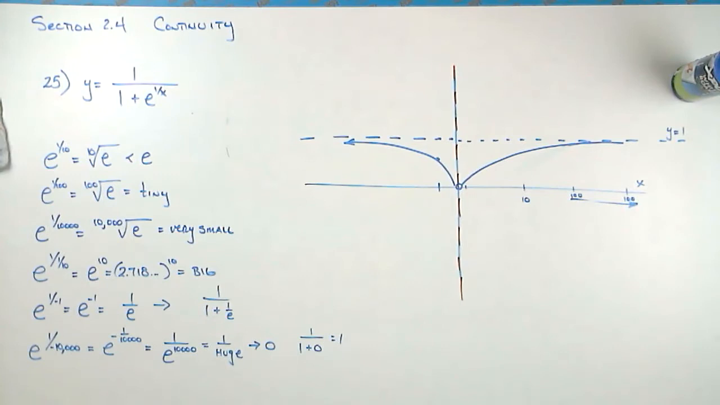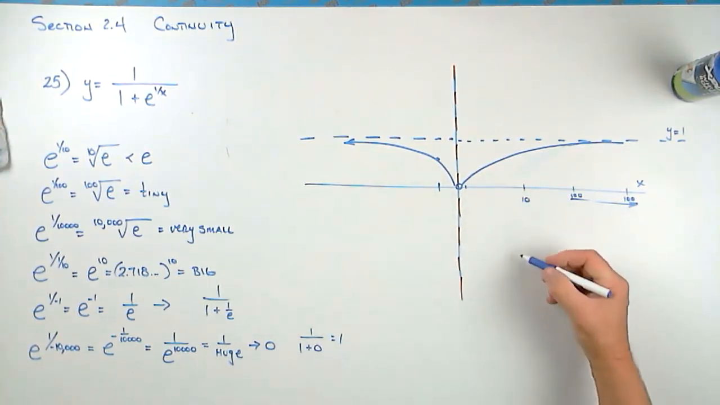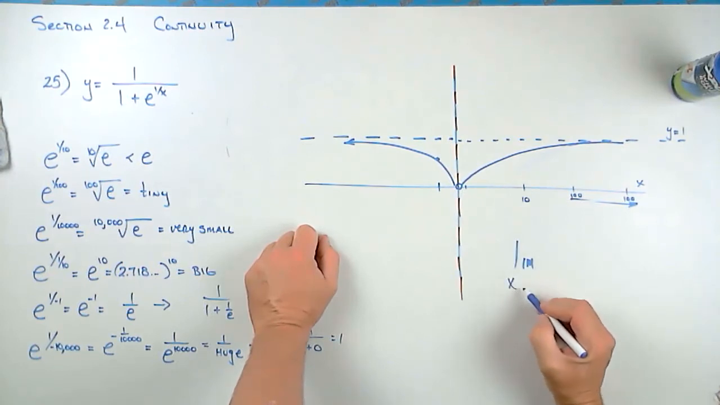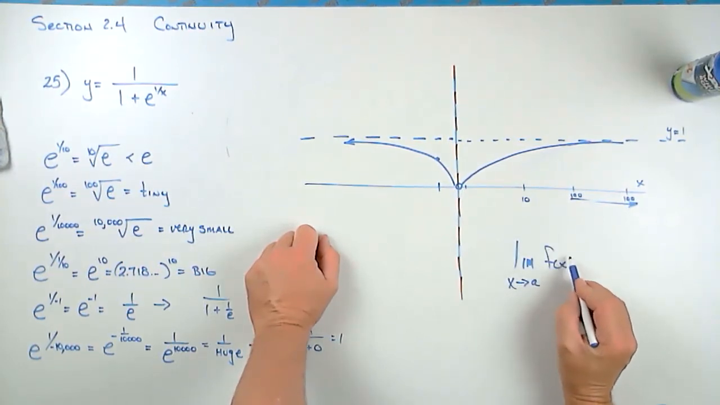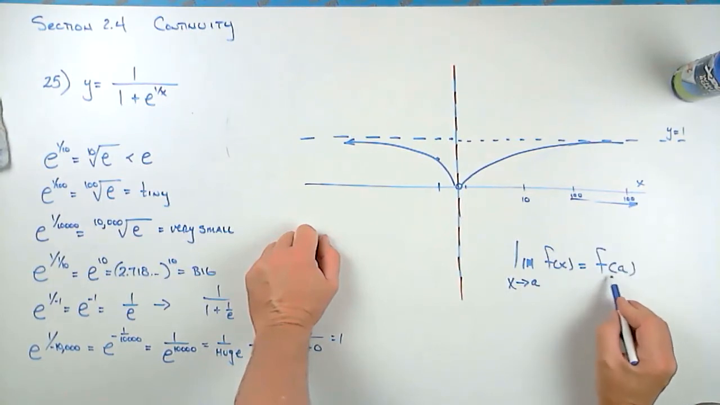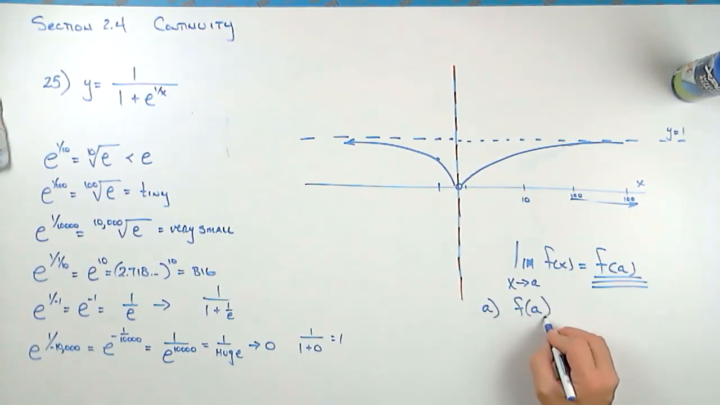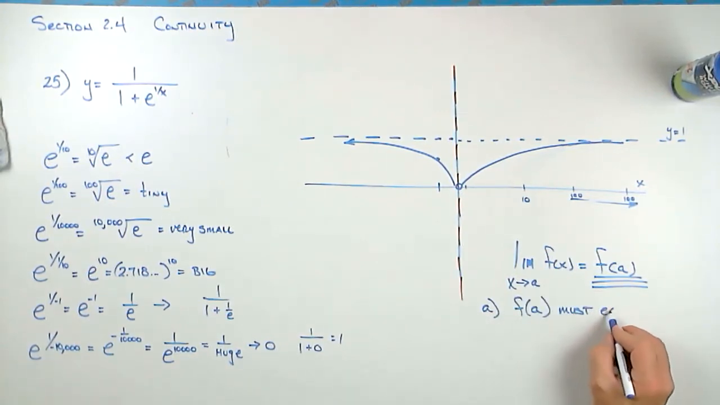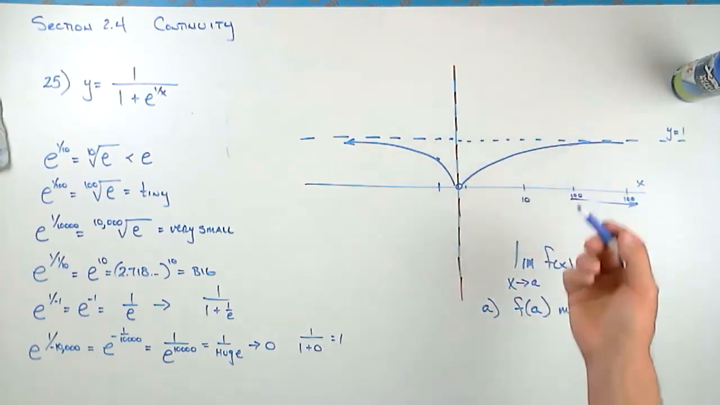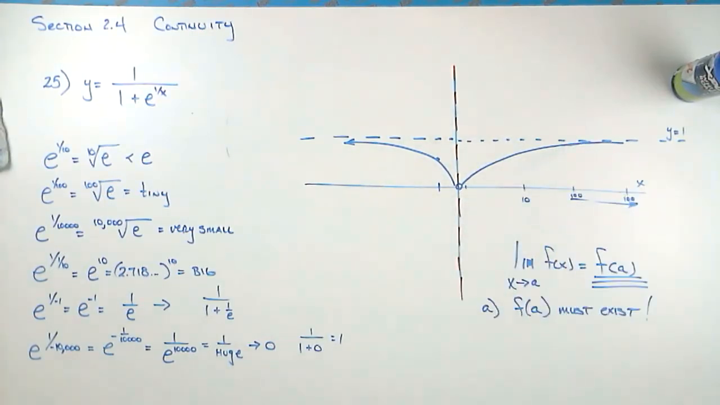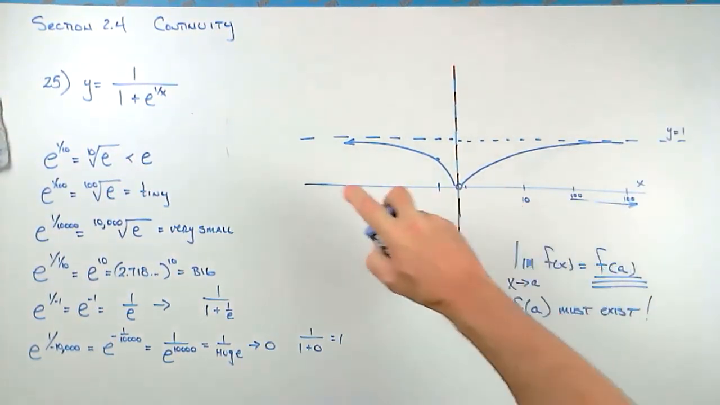Now, the problem says, locate the discontinuities of the function, illustrate by graphing. Well, we have a discontinuity at 0. F of 0 fails to exist. The definition of continuity says the limit as x approaches a of f of x has to equal f of a. And our 3-part definition, part A says f of a must exist. Well, it doesn't. It does exist everywhere else, though. So it's continuous everywhere else.